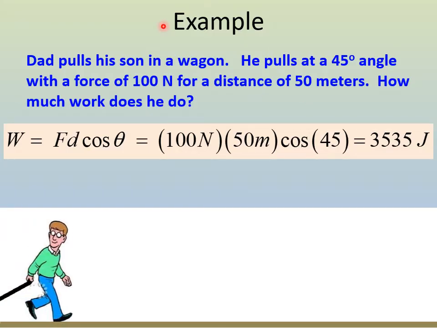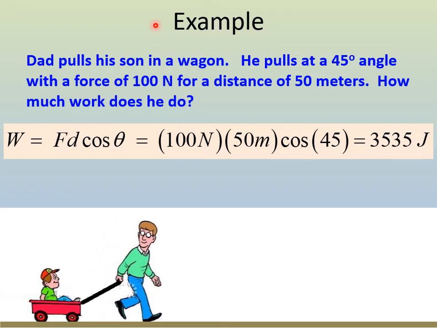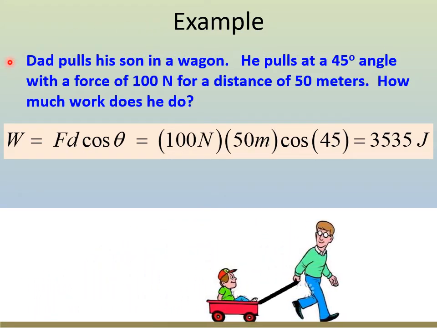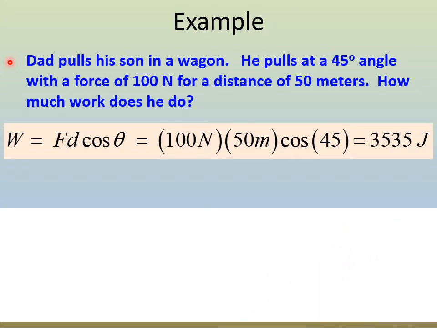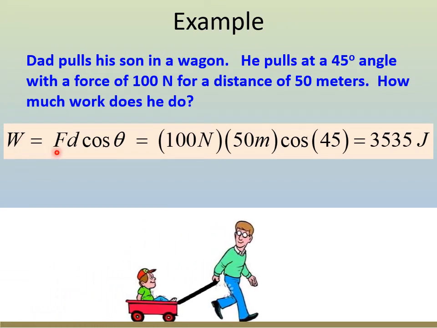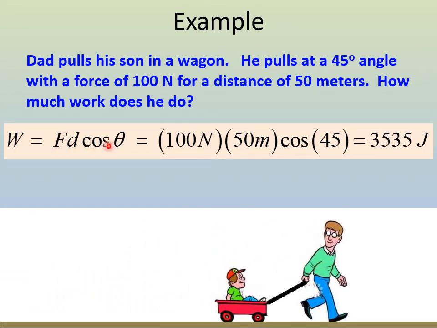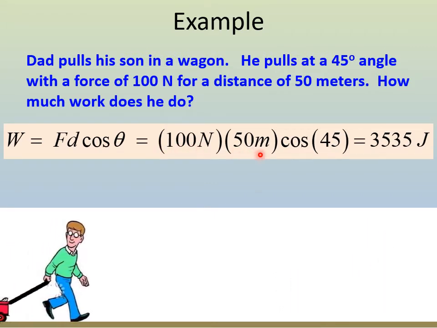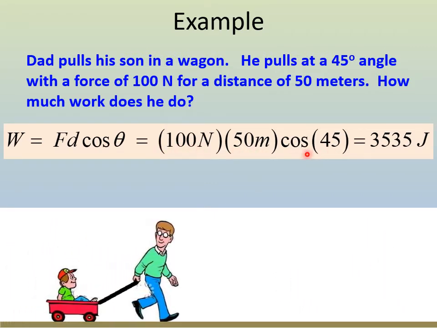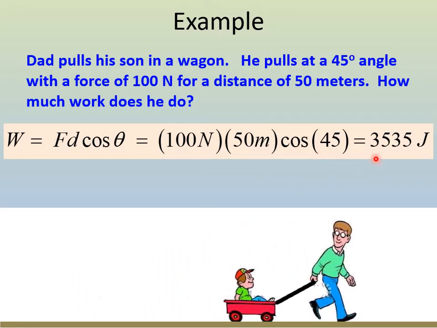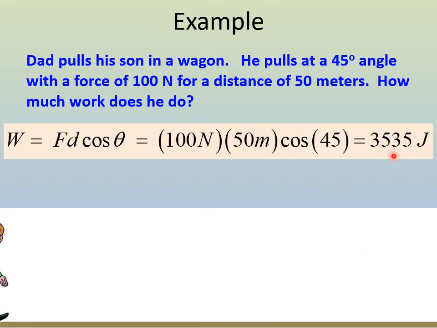So here's an example using what we just learned in the last slide. Dad pulls his son in a wagon. He pulls at a 45-degree angle with a force of 100 newtons for a distance of 50 meters. How much work does he do? So work is equal to force times distance times cosine theta. So we have 100 newtons times a distance of 50 meters and cosine of 45, which you can do on your calculator. And this all comes out to be 3,535 joules.